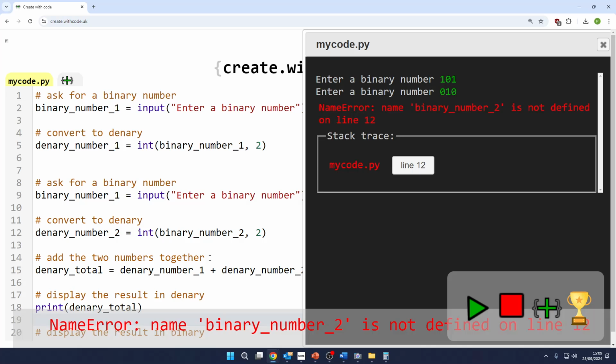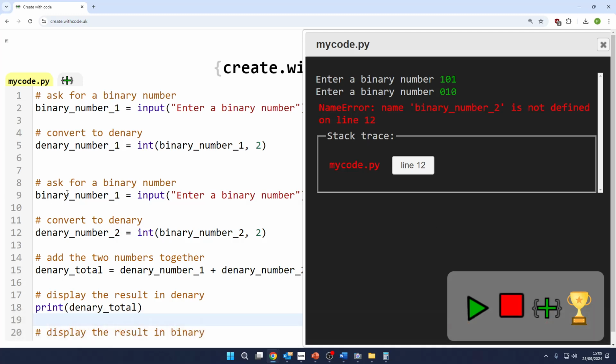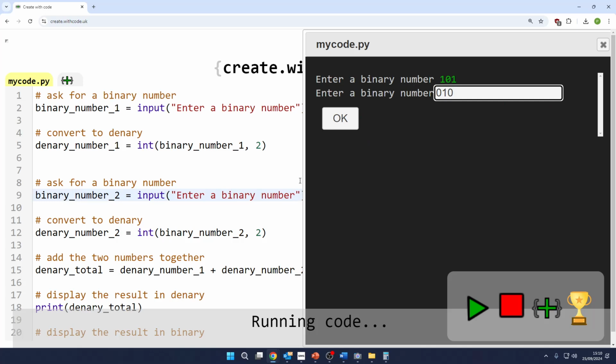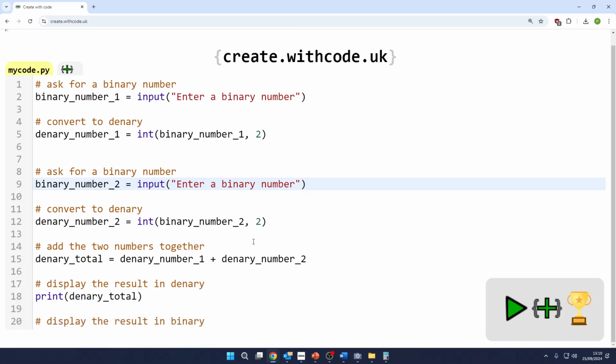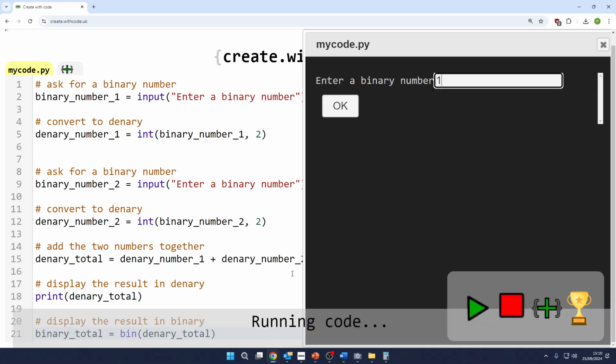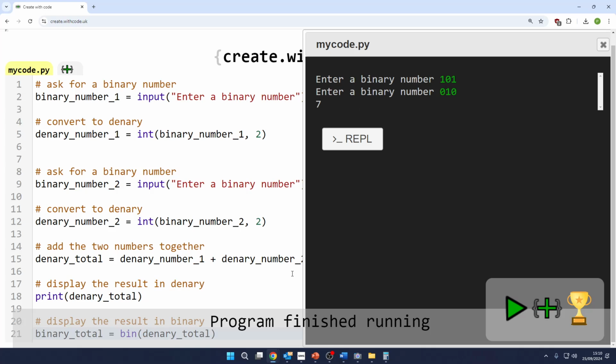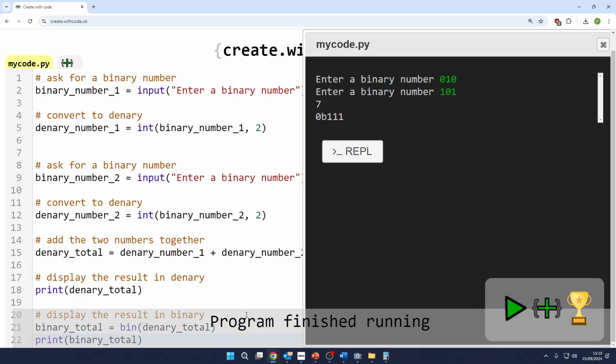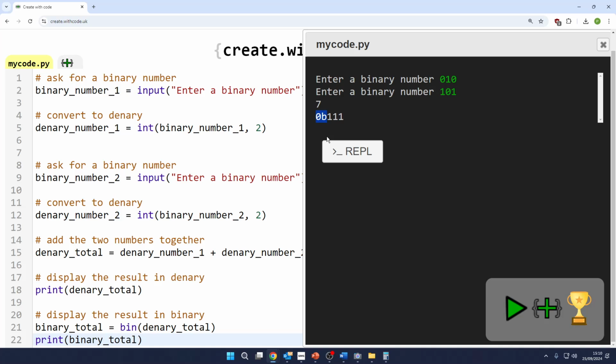Let's see, 101 plus 010 should be... Ooh, we have a problem here. Some debugging necessary. Yeah, so on line 9, I've copied and pasted without changing this. Let's try again. 101 plus 010 should be 111, which is 7. Nice. But it doesn't yet display that in binary. So can we do binary total equals, and just convert it to binary with bin? Will that work? Well, it will, but it won't look very nice. And it hasn't displayed it. Why not? We must tell it to display binary total. Let's try this. 010 plus 101. It has worked. We've just got that nasty 0b in front of it, which is rather annoying.